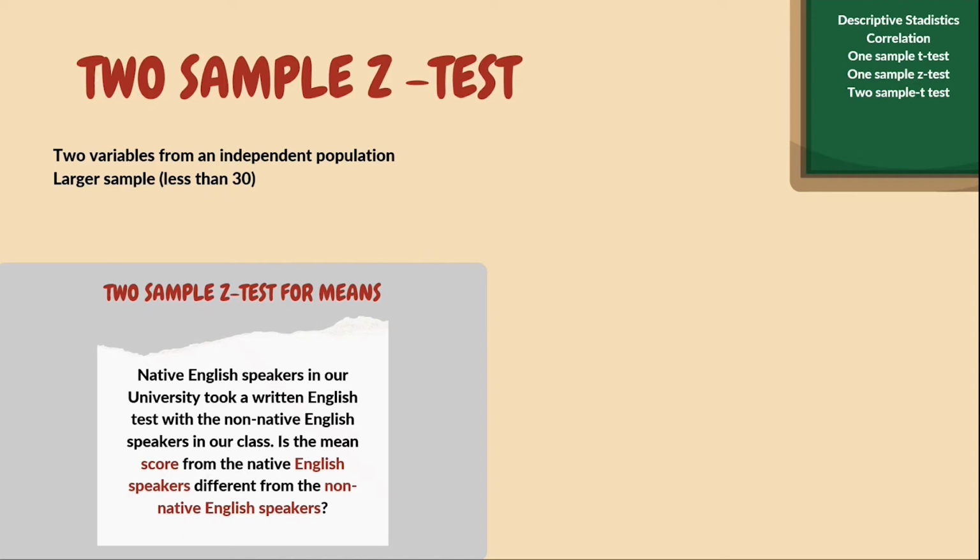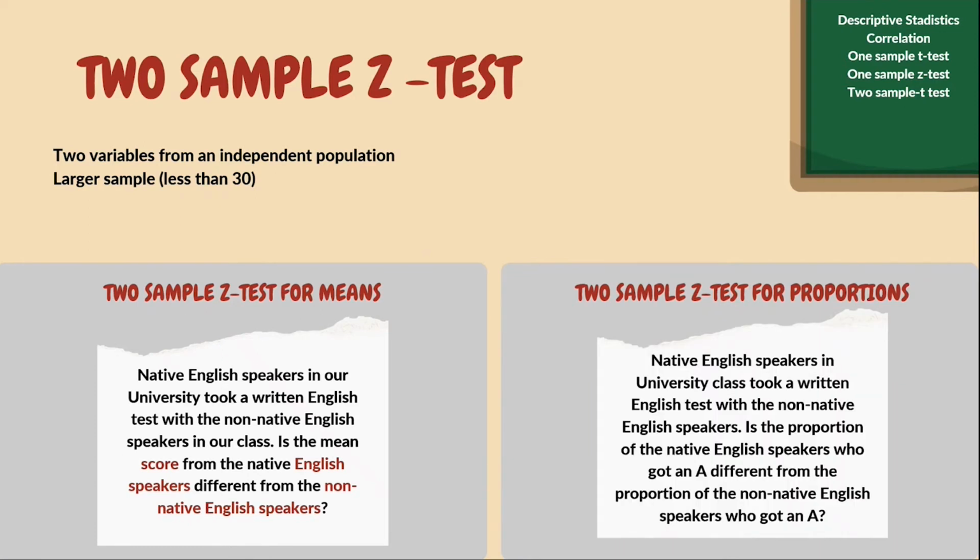We have our two variables, the score, which is a continuous variable, and our categorical variable, if the student is a native English speaker or non-native English speaker. And the two sample z-test for proportion. We have the same example, but in this case, it's asking for proportion, and our sample is at the university level, not at our class level. And our two variables, both of them are categorical.